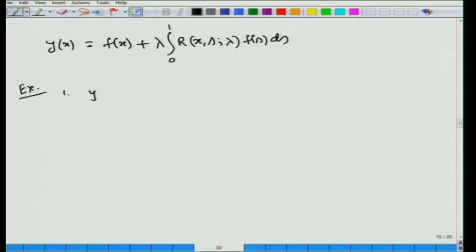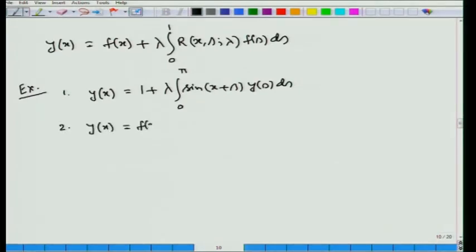First one, y(x) is equal to 1 plus lambda integral 0 to pi sine of (x plus s) y(s) ds. Second problem, y(x) is equal to f(x) plus lambda integral 0 to 1 e to the power (x minus s) y(s) ds.